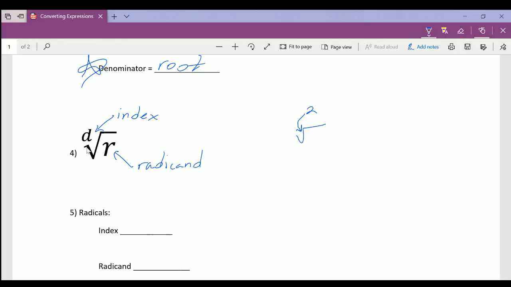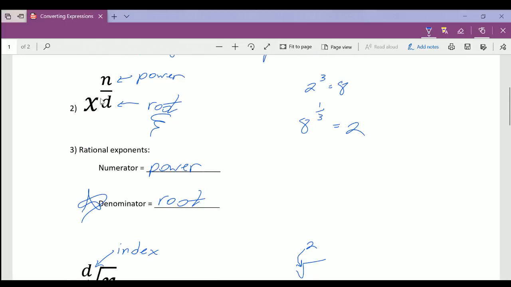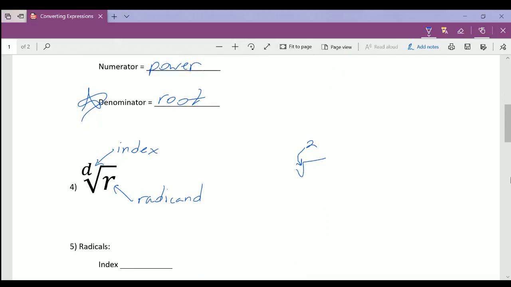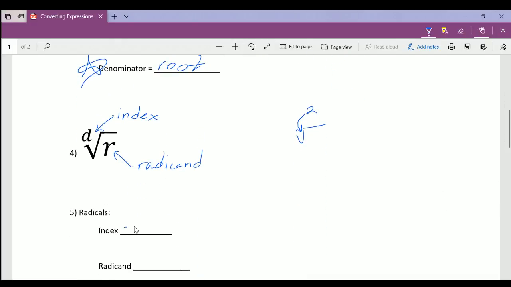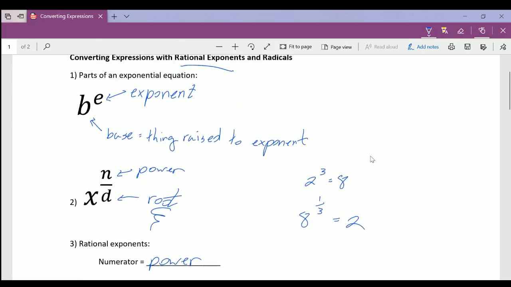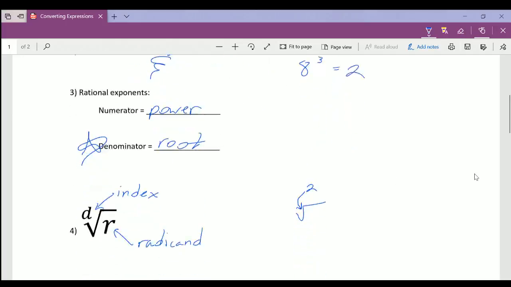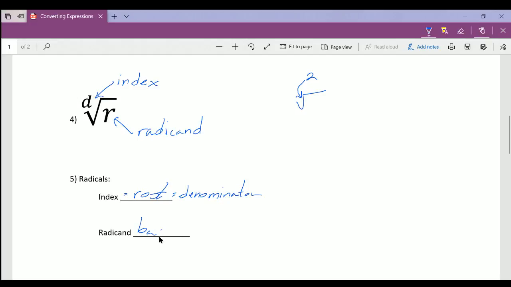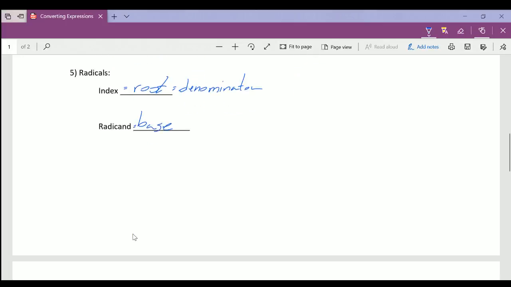Now, the index, and I use the letter D. If we come back over here, here's the letter D. That is the denominator, or the root. So the index is basically what your root is, and it's also the denominator of your rational exponent. Now the radicand is the thing you're taking the root of. That might sound similar to the thing being raised to the exponent. The radicand is essentially the same thing as the base of your expression with a rational exponent. And guys, that's really all there is to it.